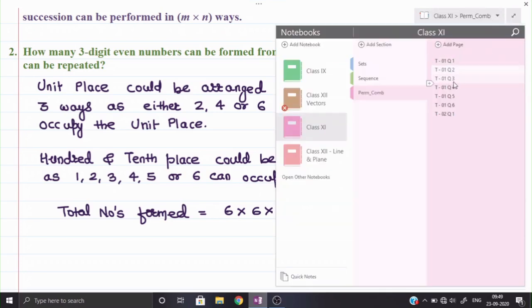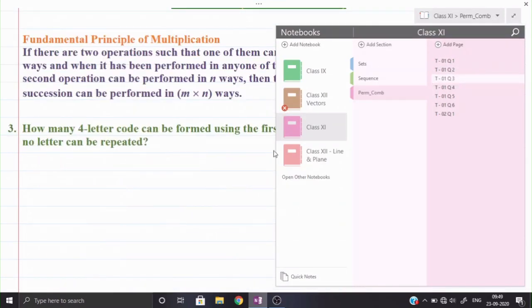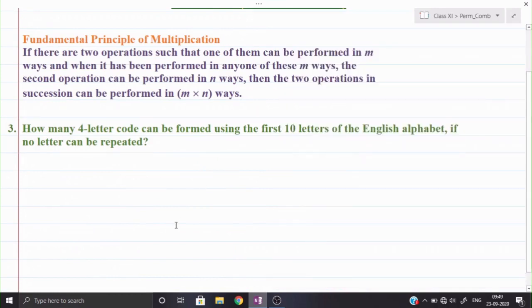Now let us see question number 3. In the 3rd question we are given: how many 4-letter codes, meaning we are taking one code, as I have given the example to you earlier, the code of a suitcase, that is a 3-digit code. So here a 4-letter code is there. Maybe one letter is A, second one is B, third one is C, and fourth one is D. That I have told in alphabetical manner. But as you know, 26 letters are there, so any 4 letters can come over there.